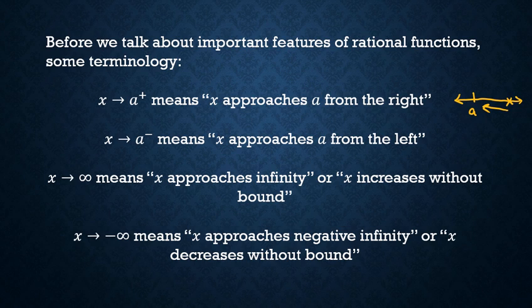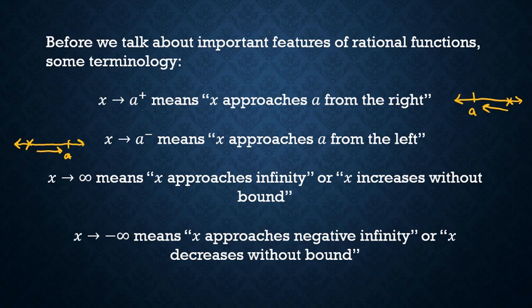Very similar to that, but instead of a plus in the upper right-hand corner, it's a minus sign in the upper right-hand corner. That means x approaches a from the left. So there's my x value a. Now I'm starting somewhere to the left of a, or I'm starting with x values less than a, and now I'm going to move right to get to a. So that's what we mean by x approaches a from the left-hand side. We're starting to the left of a, and then we're moving right.